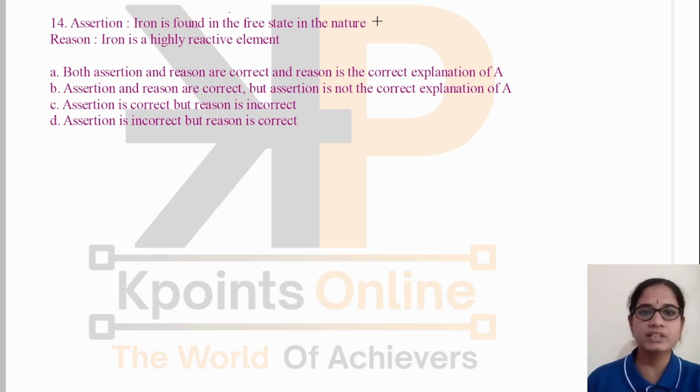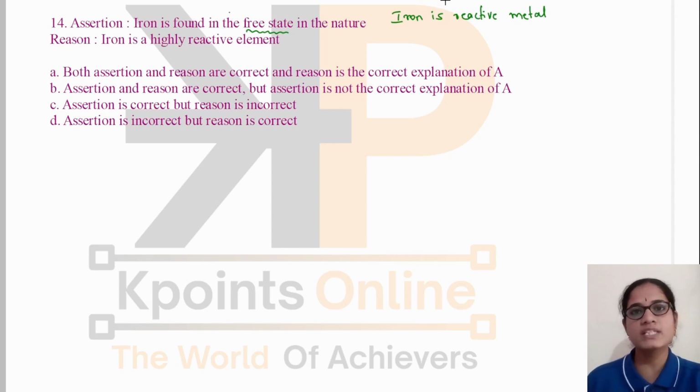See here, they have given in the assertion that iron is found in the free state. Is it true? No, iron is a reactive element. It is never found in the free state. It is always found in the combined form, in the form of its oxides, in the form of its carbonates. You have seen there are many ores of iron: hematite, iron pyrite, magnetite. Yes, these are all ores of iron where iron is found in the combined state. It is never found in the free state. So this assertion is wrong.